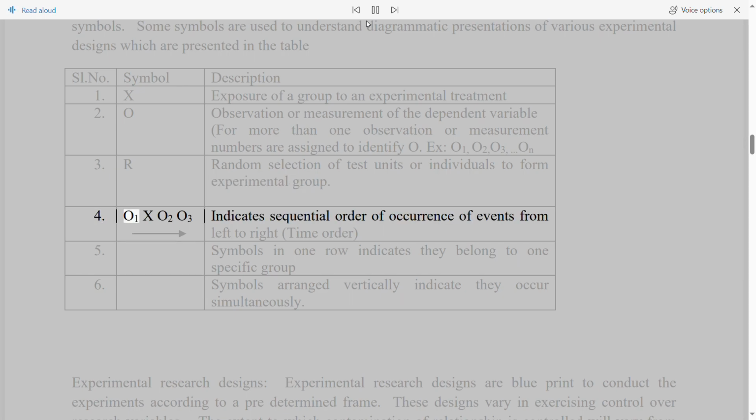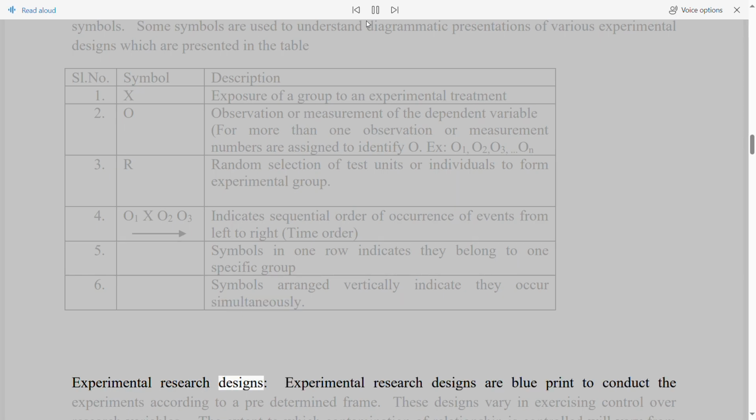4. O1, O2, O3 indicate the sequential order of occurrence of events from left to right, that is, time order. 5. Symbols in one row indicate they belong to one specific group. 6. Symbols arranged vertically indicate they occur simultaneously.